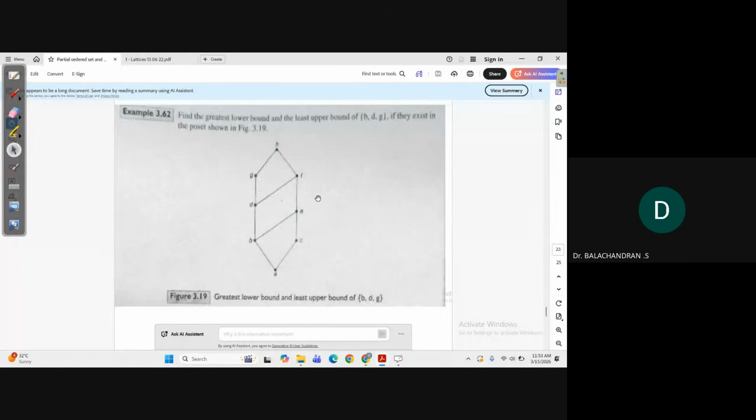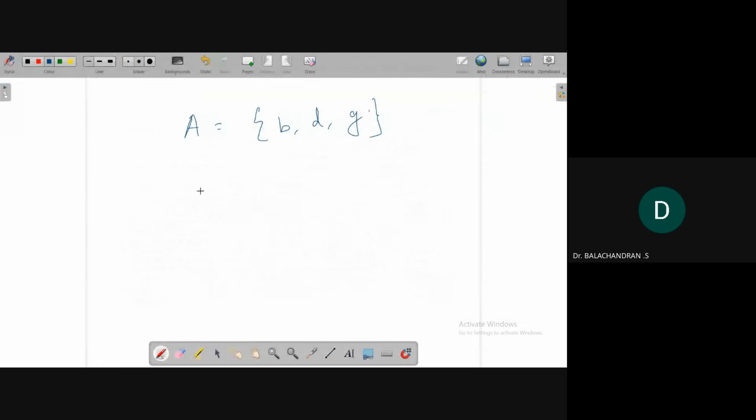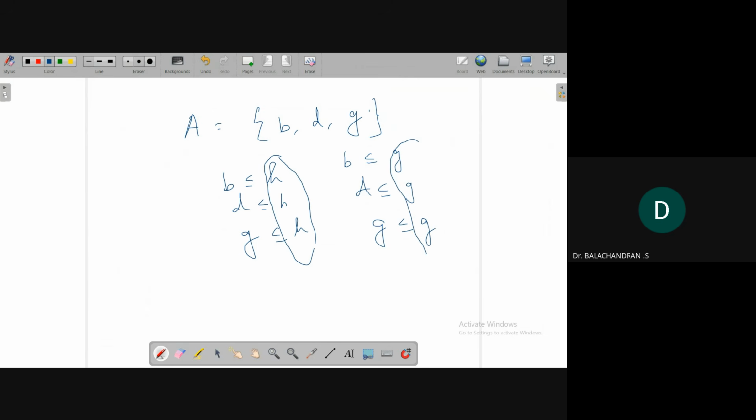Yeah, B, D, G. Here, by the definition, B is less than or equal to H, D is less than or equal to H, and G is less than or equal to H. Similarly, B is less than or equal to G, D is less than or equal to G, and G is less than or equal to G. So H as well as G are satisfying this condition.